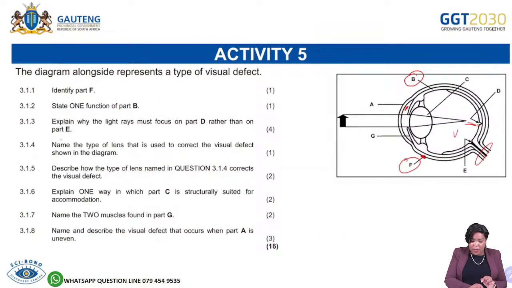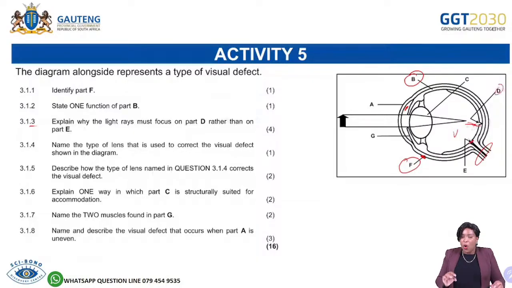Then we go to 3.1.3. Explain why the light rays must focus on part D. So you see part D here. That is where the light rays must focus, rather than on part E. Now on part E, here, you see part E. Part D and part E, you find them on the retina, which is the innermost layer.